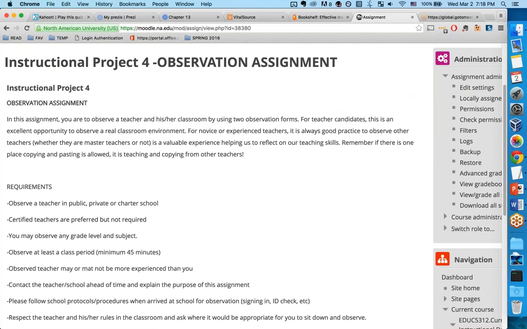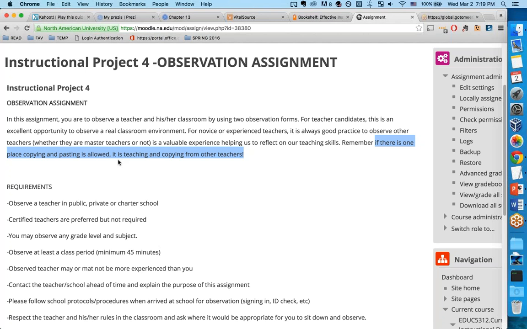And if there is one place, I wrote this here, if there is one place copying and pasting is allowed and is okay, it's teaching. As teachers, we want to copy and paste from other teachers, because our goal is to do our best and convey our content knowledge to the students in the best form, in a form that they can understand.